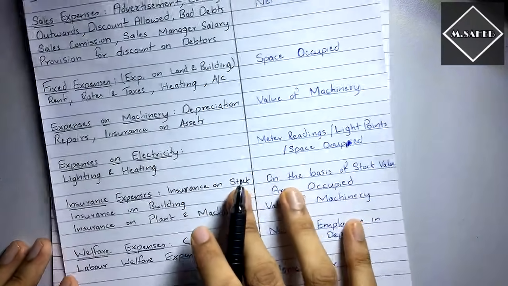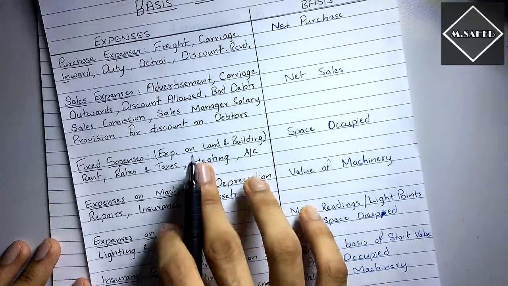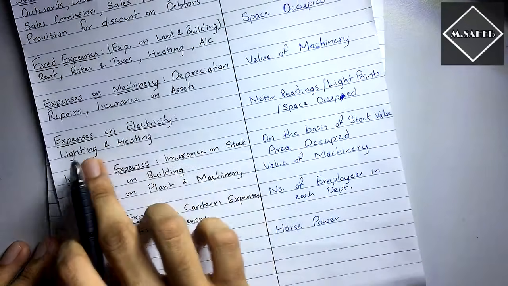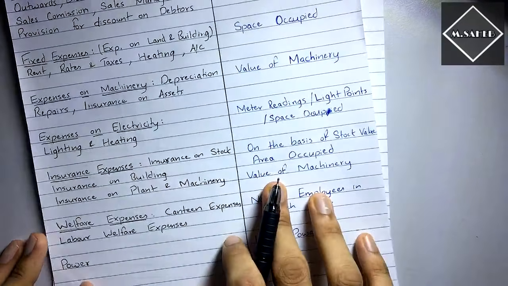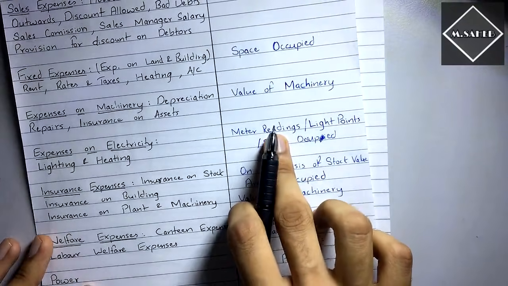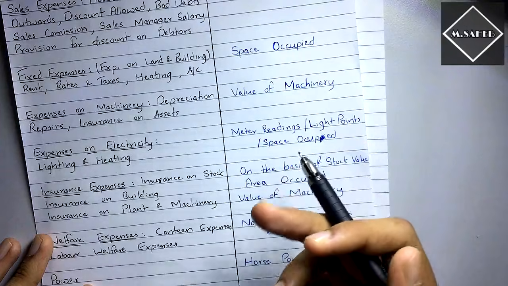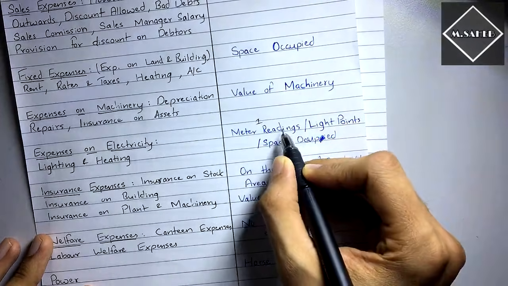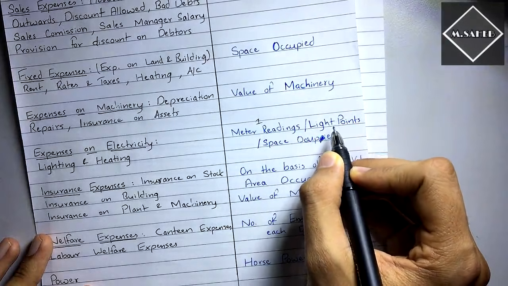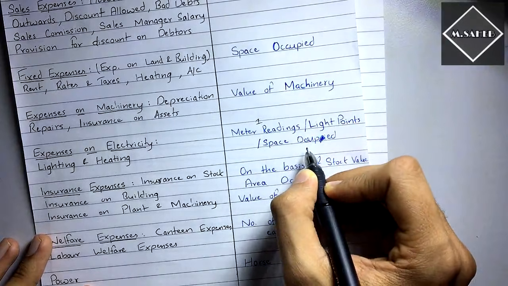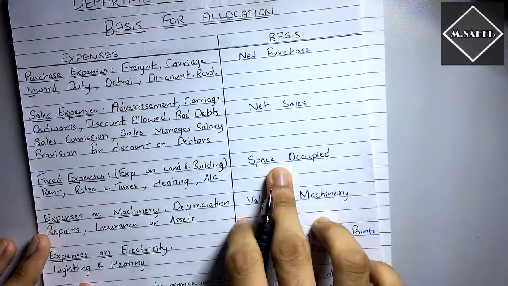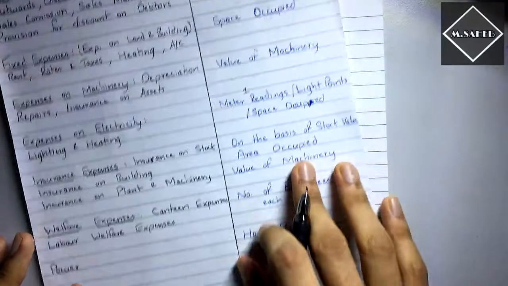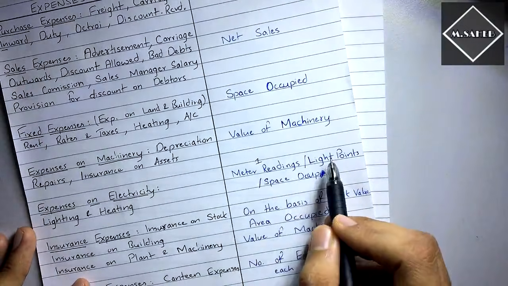Next you have here expenses on electricity. Now this is the same thing as heating and AC. Expenses on electricity, lighting and heating. Here also the same thing. Meter readings will be given to you. First priority is meter readings. But if meter readings are not given, then go for light points. If light points are also not given, then go for space occupied. That's why I wrote over here space occupied for heating and air conditioning. So priorities are there: priorities 1, 2, 3.